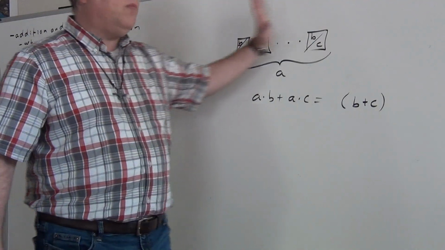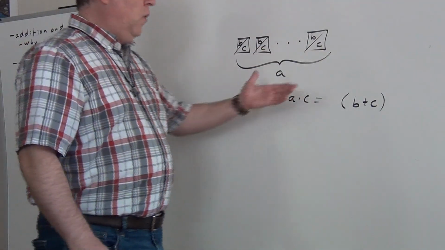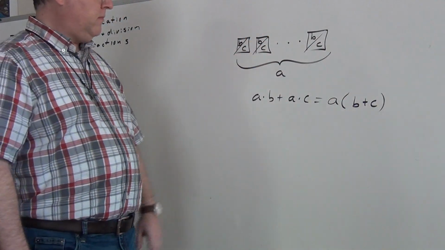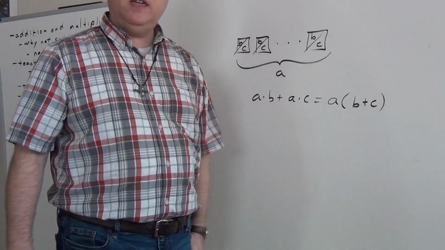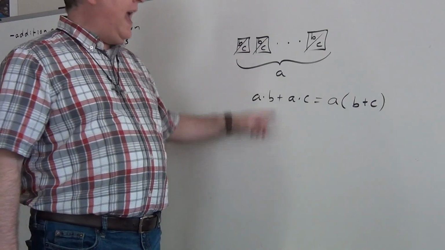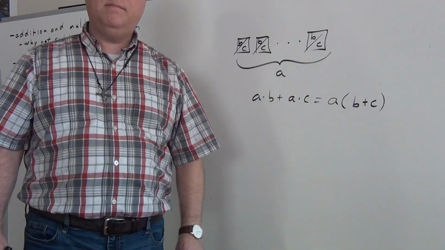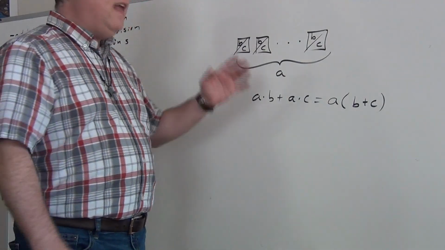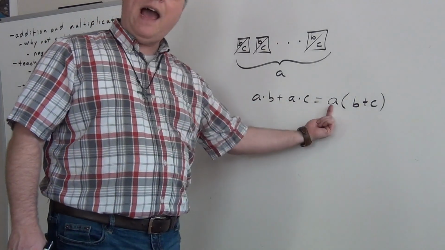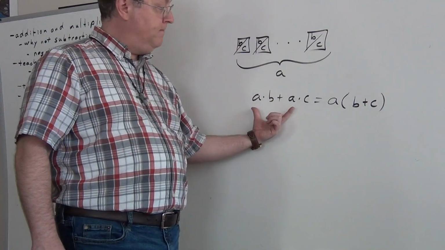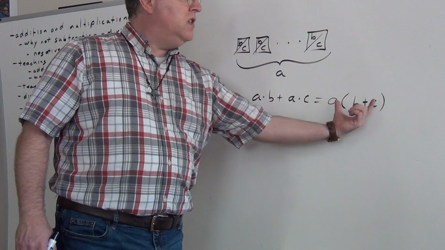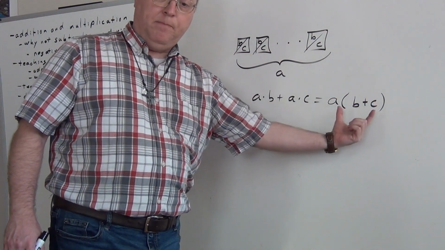Now, to get the total pieces of food in all the boxes, we can multiply by the number of boxes. So A times (B plus C) is the same thing as A times B plus A times C. All right? Very, very important. And this is used both ways. This is used for factoring something common out of an expression and for distributing a factor into a number expressed as a sum.